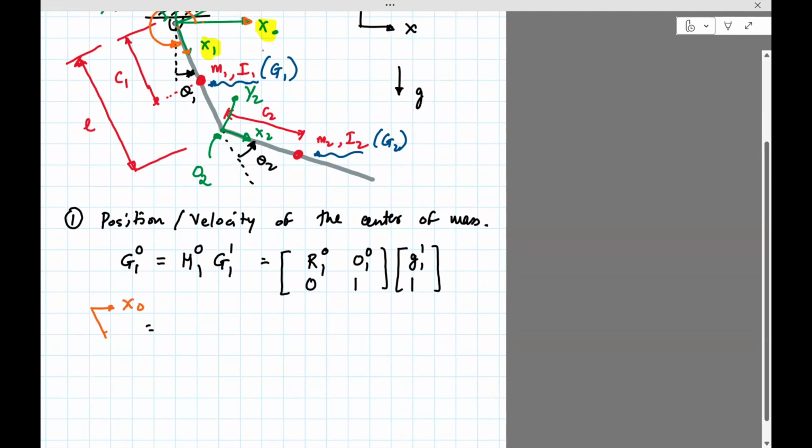X0 is here, x1 is there, and then I need to go 90 degrees, 90 degrees, 90 degrees, and then this angle is theta 1. So it's 270 plus theta 1, right? So that would feature in my R10. It's going to be cosine of 270 plus theta 1, minus sine of 270 plus theta 1.